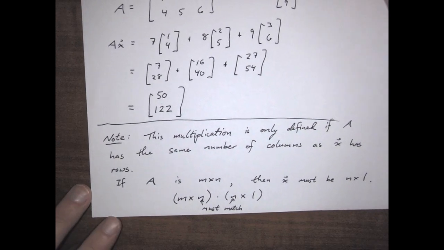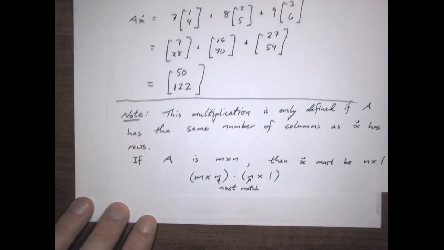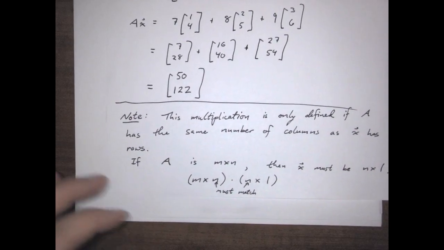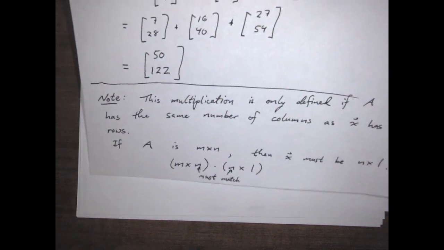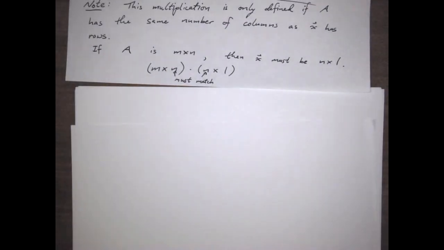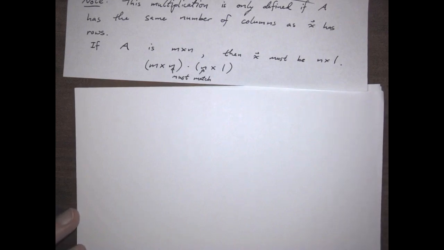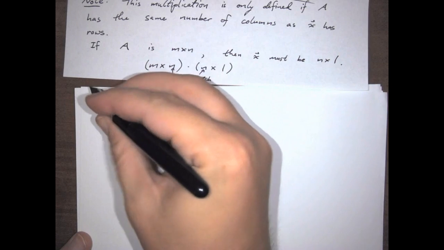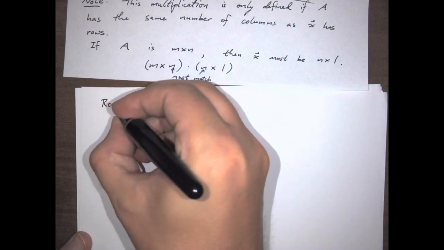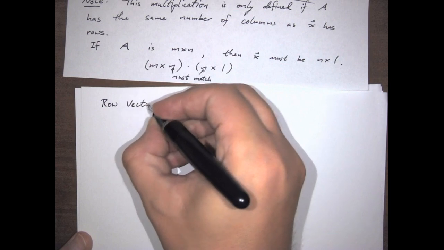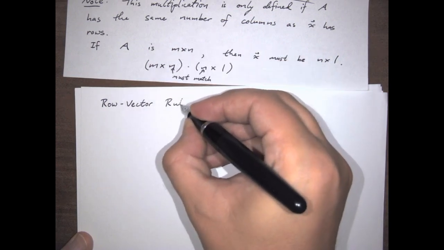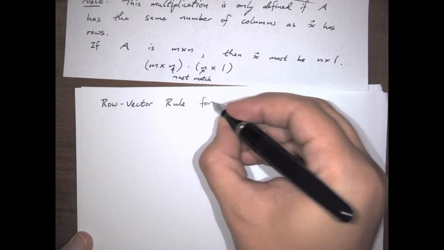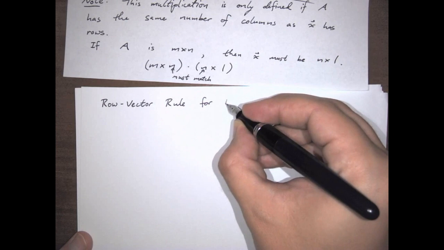Now, before we go on to the implications of this matrix multiplication and what it has to do with both vector equations and systems of linear equations, I'm going to also give an alternate characterization of this multiplication, what your book calls the row vector rule for multiplying, and it goes like this.